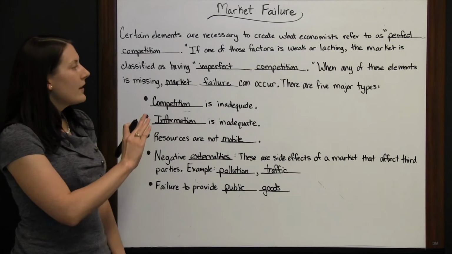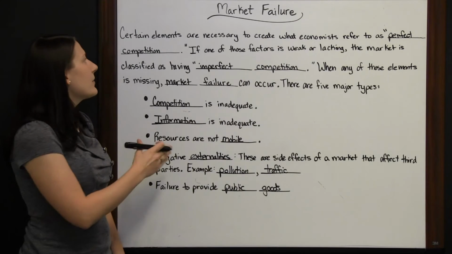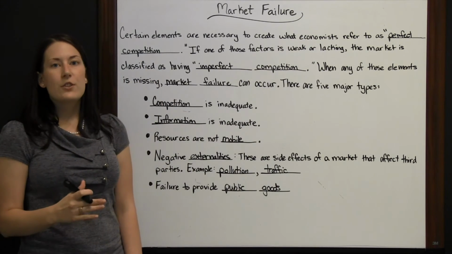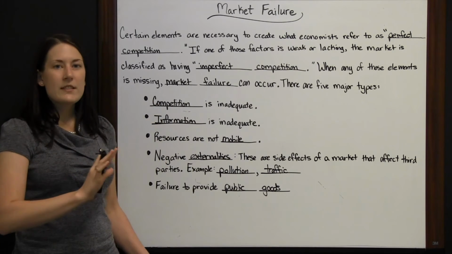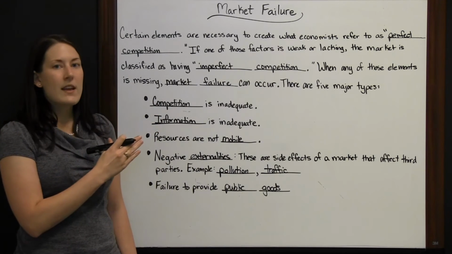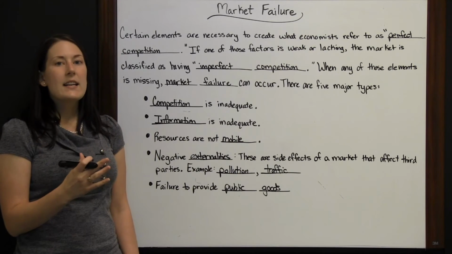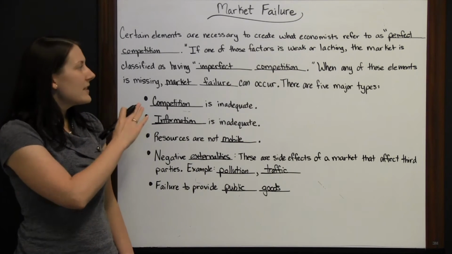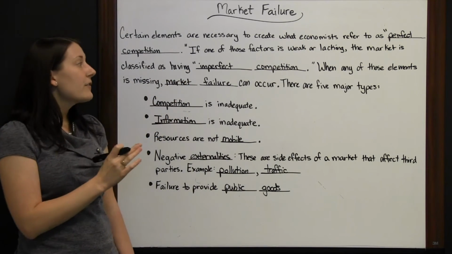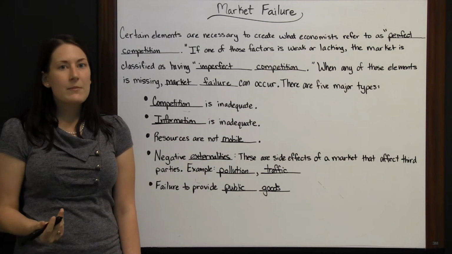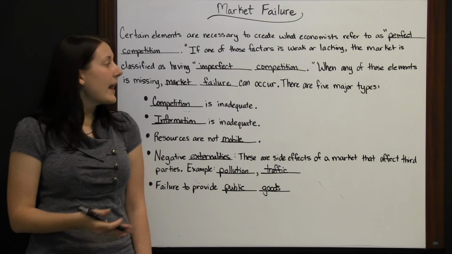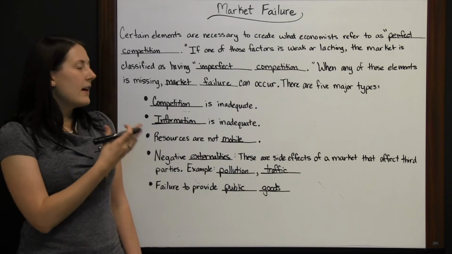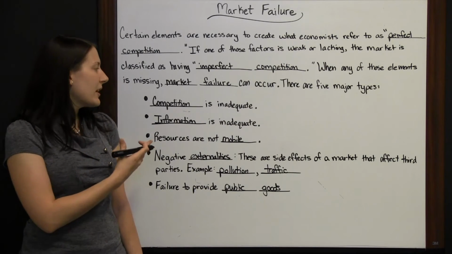So market failure is not always inevitable. You've got perfect competition whenever all the elements you need are there. If one of those elements is weak, then you would have imperfect competition. And if one of those elements is missing, you could still have imperfect competition. But a lot of times, if you are missing one of the crucial elements for a perfect competition market, then you're going to end up eventually heading into market failure.